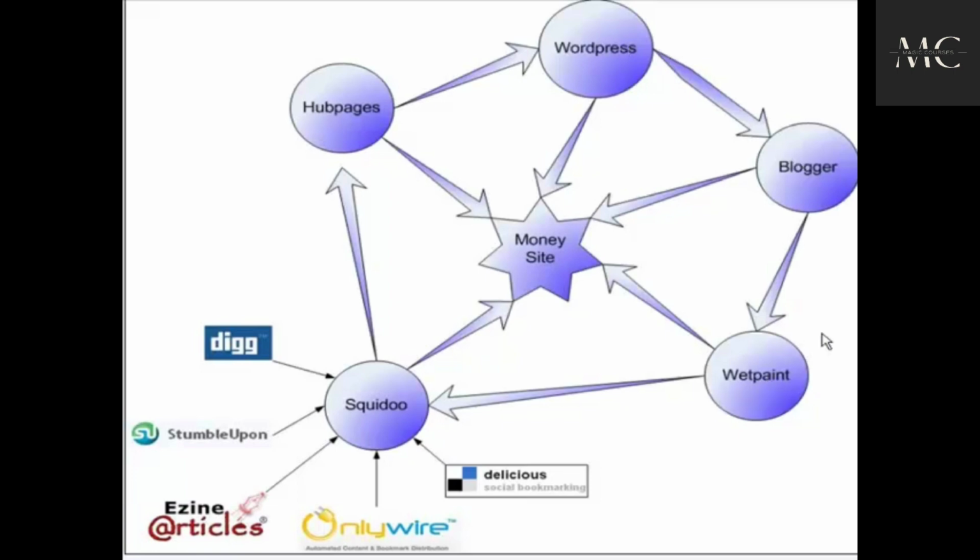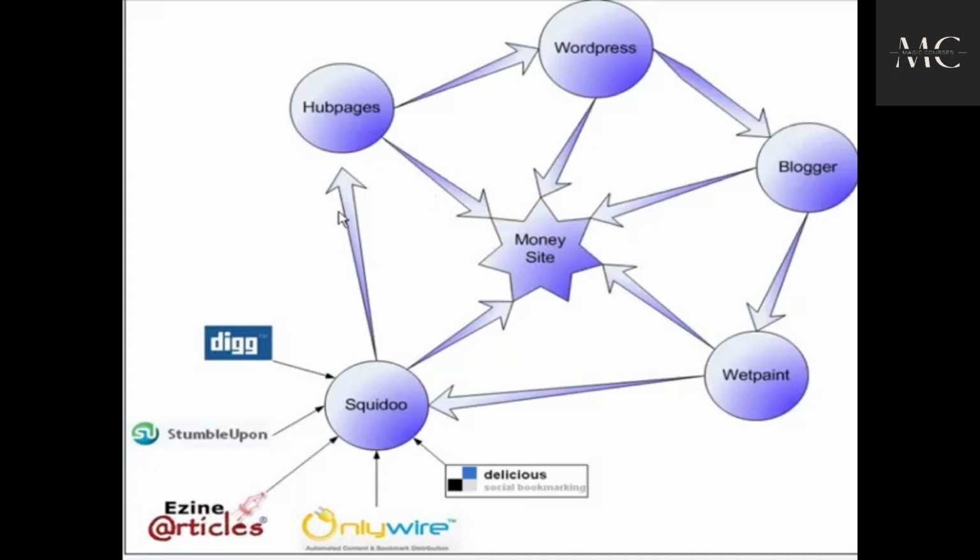Now typically a link wheel may have more, may have less, it depends on how many you want to create. But you can see what we do is that each of these spokes is linking to another one of the spokes and to the money site. Now obviously you don't have to link in the order like this. Wet paint might link to hub pages might link to Squidoo, which links to WordPress, and so on. But you would link them to each other because that helps boost them all up, and then obviously they all link to your money site.